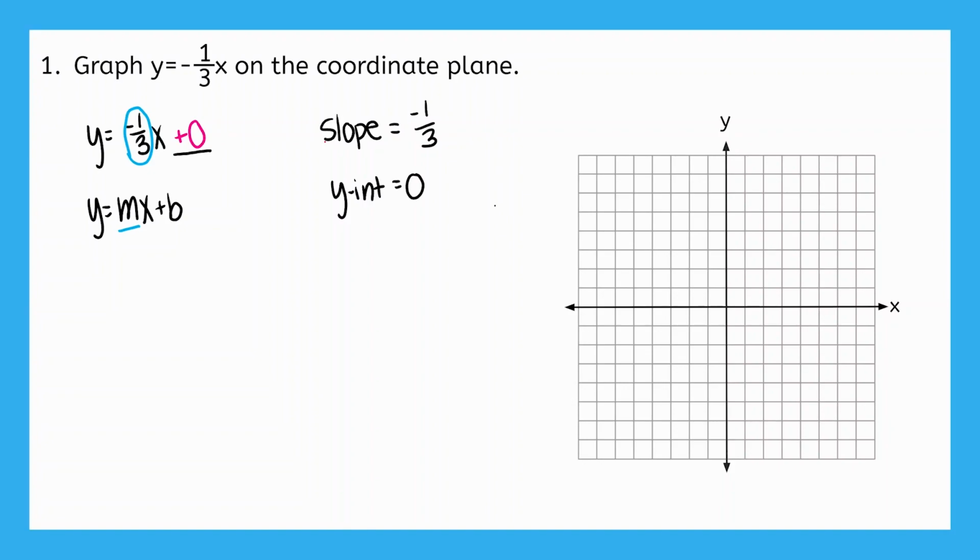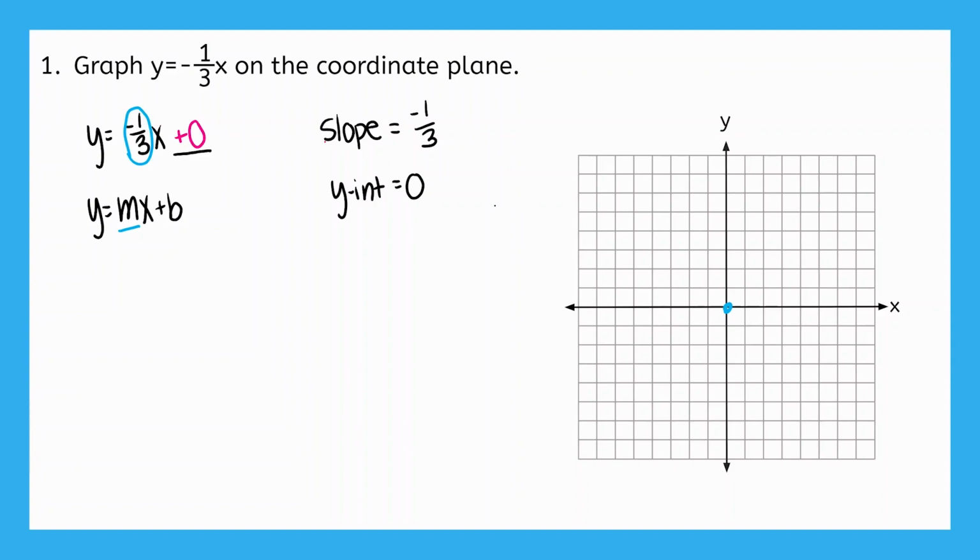Let's start by plotting the y-intercept, and I'm going to do this in blue so that it shows up a little easier on the graph. Where is 0? On the y-axis. It's actually at the origin, so my y-intercept goes right here. Now I can use my slope to find another few points before I draw in the line to connect them.